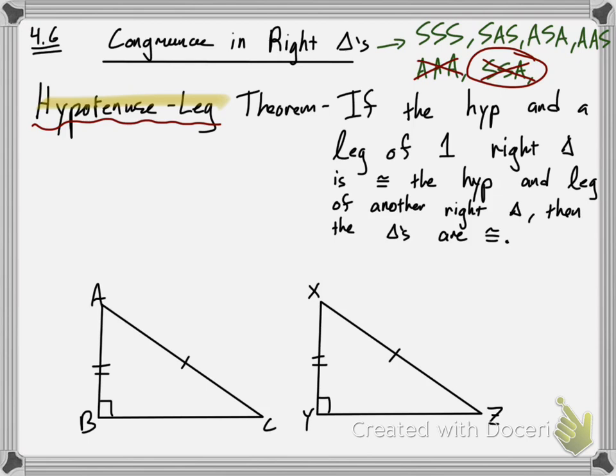And in a right triangle, we have what we call the hypotenuse. That is the longest side, or the side that is across from the 90-degree angle. And we also have the legs, which are the two sides that touch the right angle. So we can call it leg 1 and leg 2, or just leg and leg there.